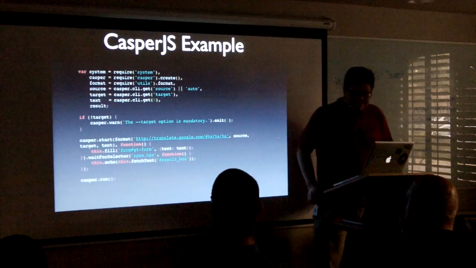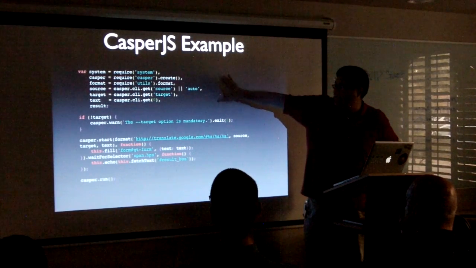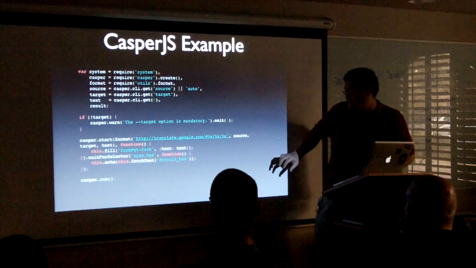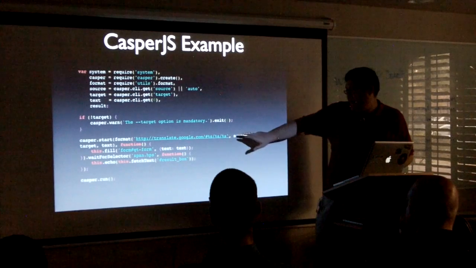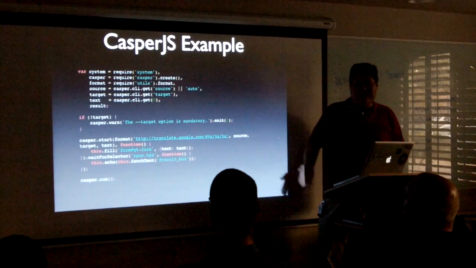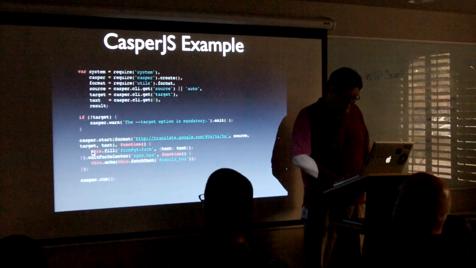So this is kind of an example of what Casper.js looks like. This is just pulling in your modules inside of JavaScript, with a little bit of error checking to make sure that you actually specify a target. And here what we're doing is we're going to the Google Translate service, and we're filling in a form.